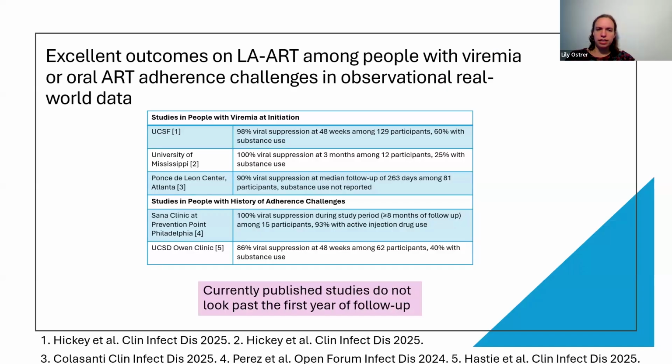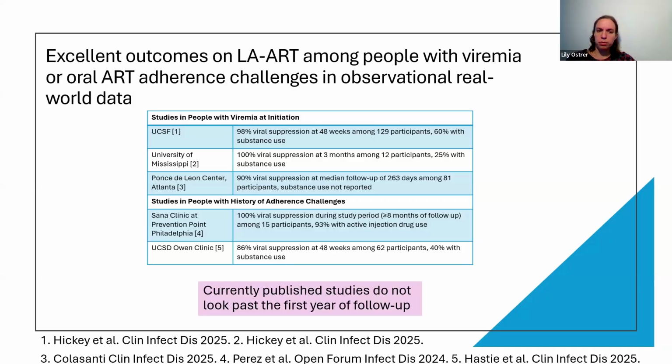So, in addition to the Latitude data, we also have accumulating real-world data from observational studies that have been published both among people with viremia and people with history of adherence challenges. UCSF, University of Mississippi, and the Ponce de Leon Center in Atlanta have published their experiences with initiating long-acting ART among people with viremia at initiation of cabotegravir-rilpivirine, and they've found essentially between a 90 and 100% rate of viral suppression, with follow-up ranging from 3 months to a year in these studies.